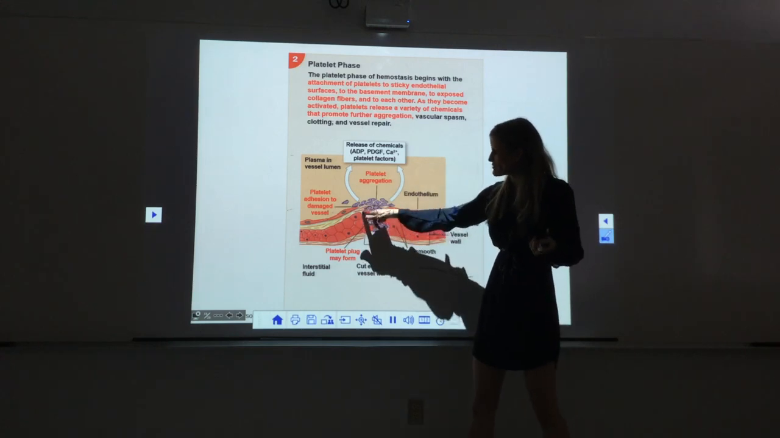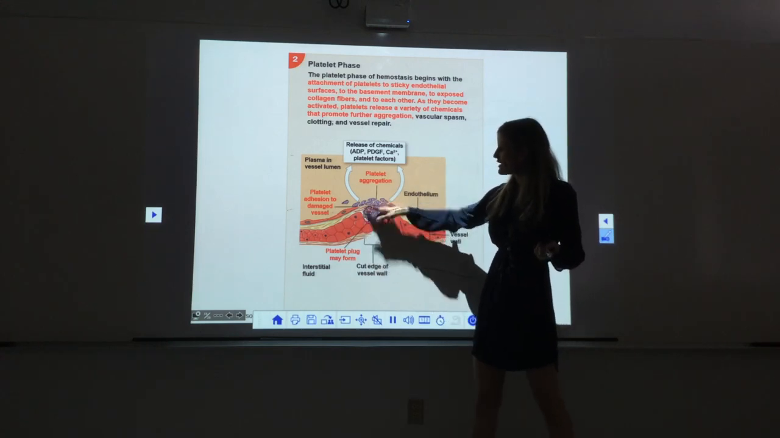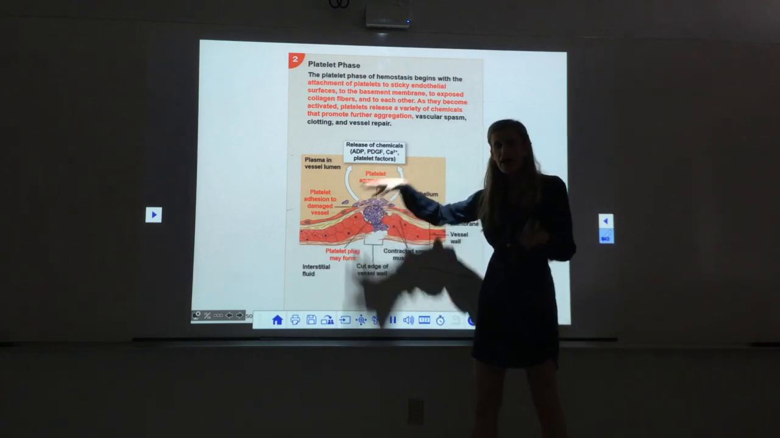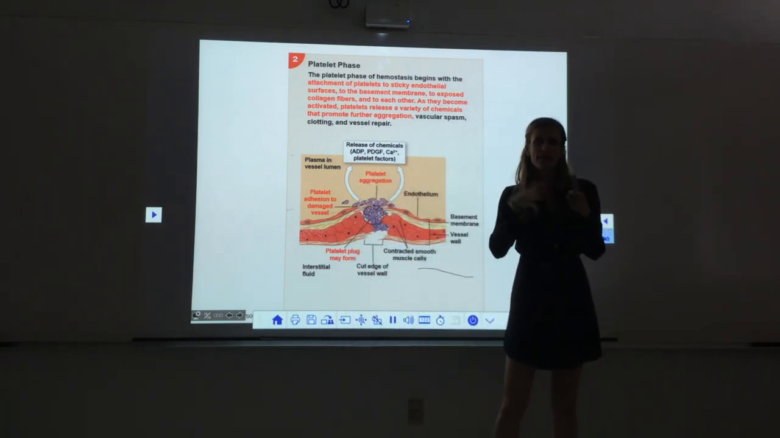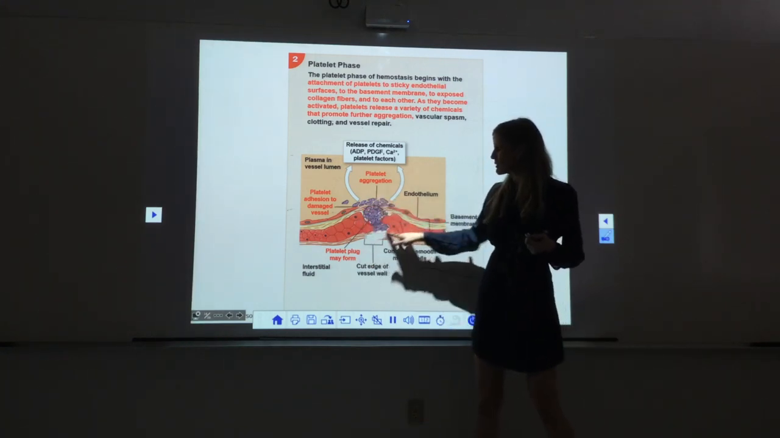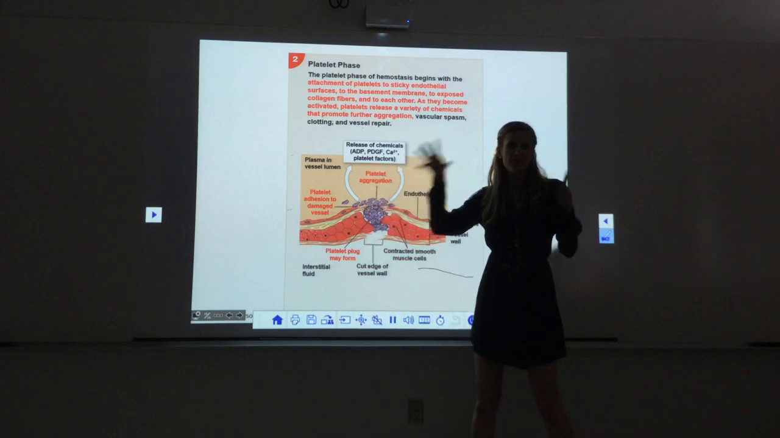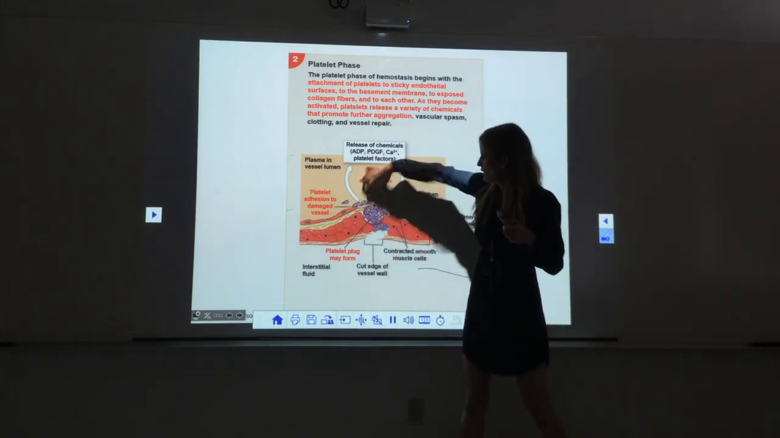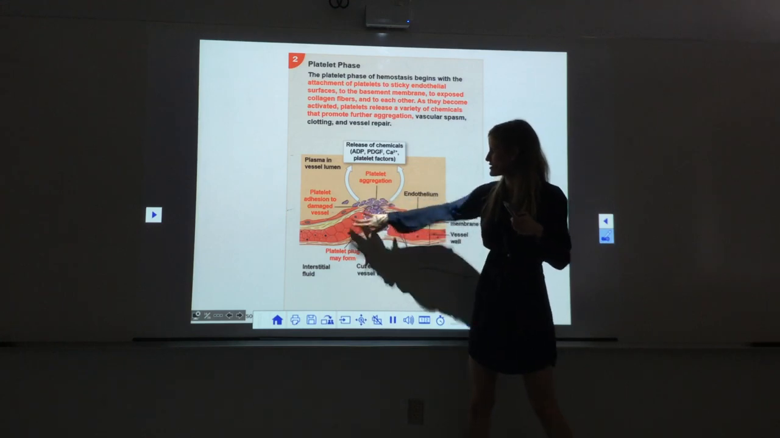They'll attach to the basement membrane that's been exposed. They'll attach to the actual endothelial cells. They'll attach to collagen and then they stick to each other. Okay, that's the aggregation. And again, the whole point here is that you end up with this platelet plug. You end up with this kind of cork or mass of platelets that will clog up this tear in our vessel wall right here.